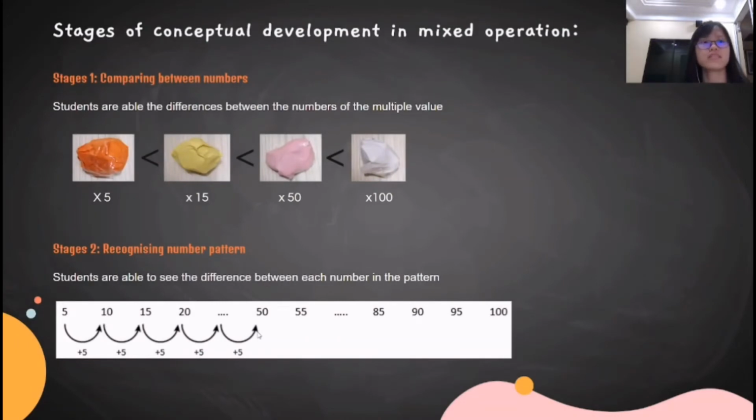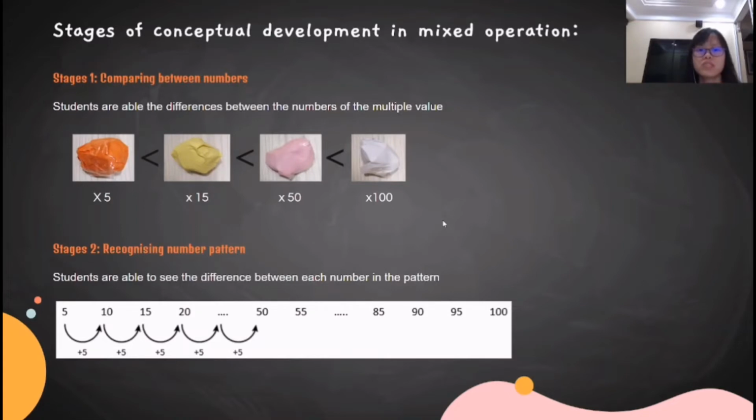Next, stages of conceptual development in mixed operation. In stage 1, students will compare between the numbers. Students are able to differentiate between the numbers of multiple value. They know the multiple of 100 is bigger than 50, and 50 is bigger than 15, and 15 is bigger than times 5. And in stage 2, students are able to recognize number patterns.